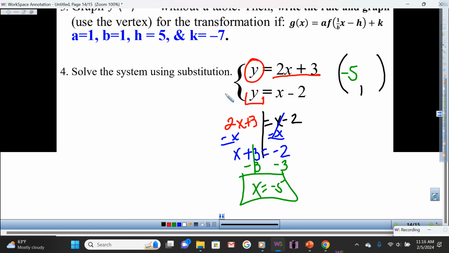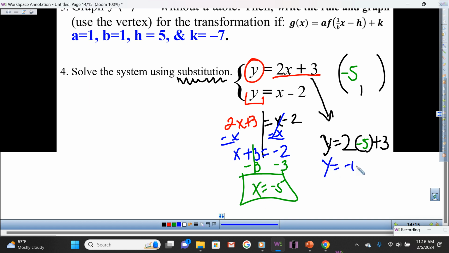Substitute x into one of the equations. That's why this method is called what? Substitution. So I'm going to substitute this into which one do you want to use, Trinity? First one or the second one? The second one? Okay, I'm going to use the first one. Y equals 2 times x plus 3. Does it matter which one we use? No, we should get the same answer, right? So then it's negative 5. So therefore, y equals negative 10 plus 3. So y equals negative 7.